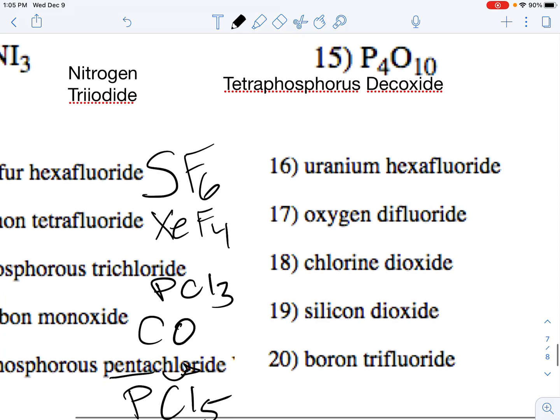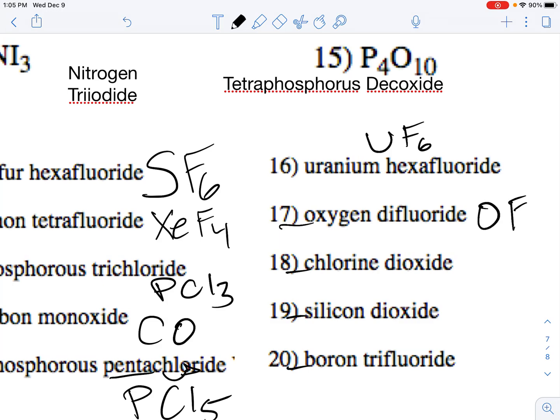Uranium's technically a metal. That's letter U. Hexafluoride is F6. Again, none of these have a prefix on the first one. So I don't say anything. I just have one oxygen, difluoride, OF2, chlorine dioxide, silicon dioxide, and boron trifluoride.